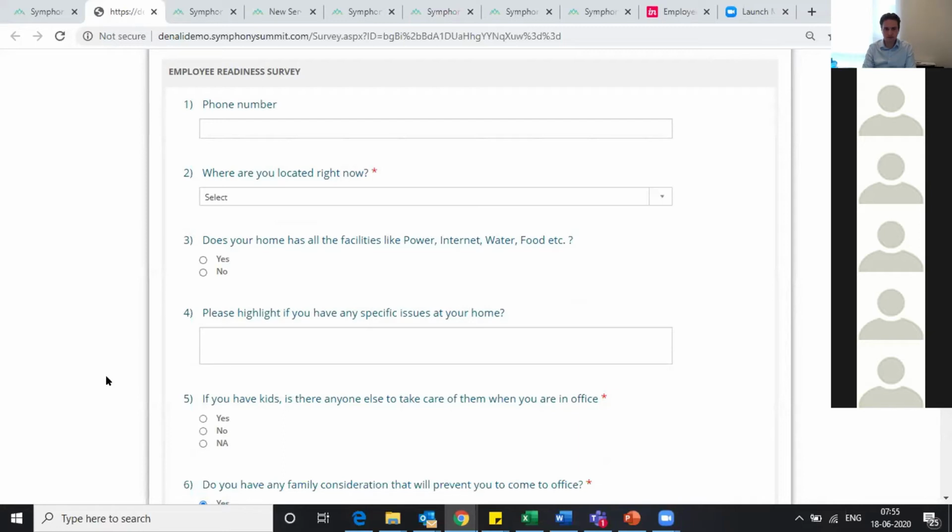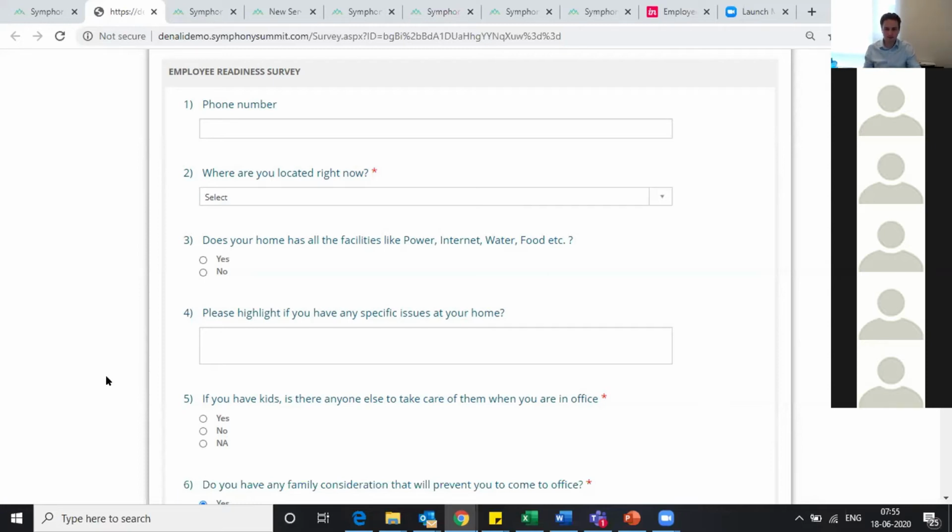Now, the advantage of this is that this particular survey can be rolled out by teams. So if you want to send this survey to only specific teams across different locations, or you want to send it by locations, you can decide that in the form of a single click.